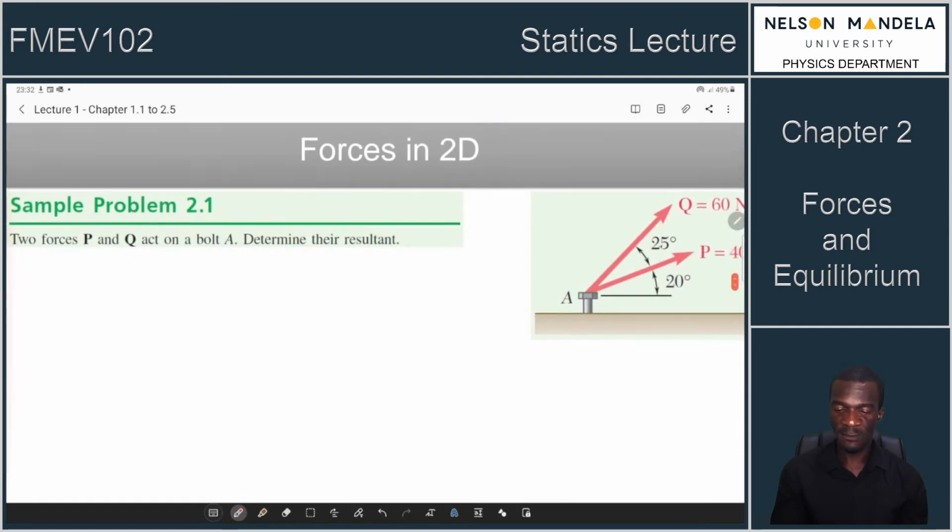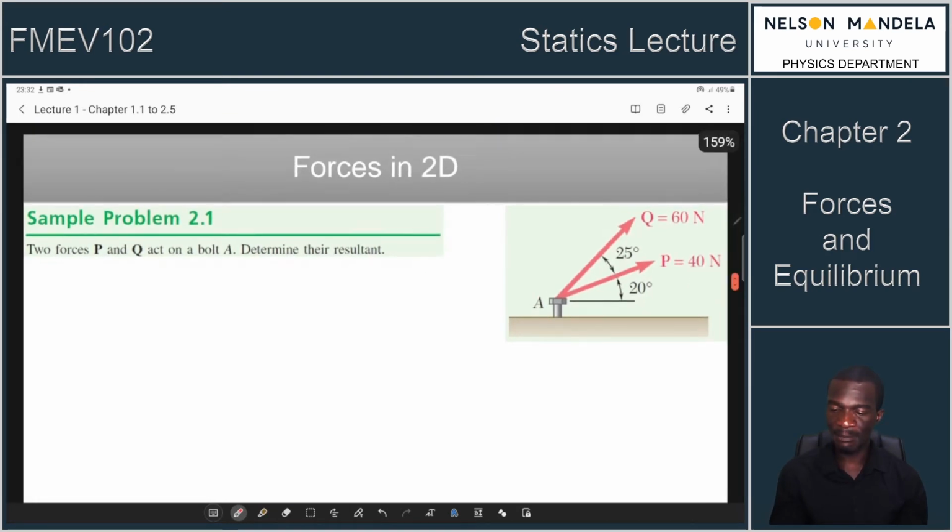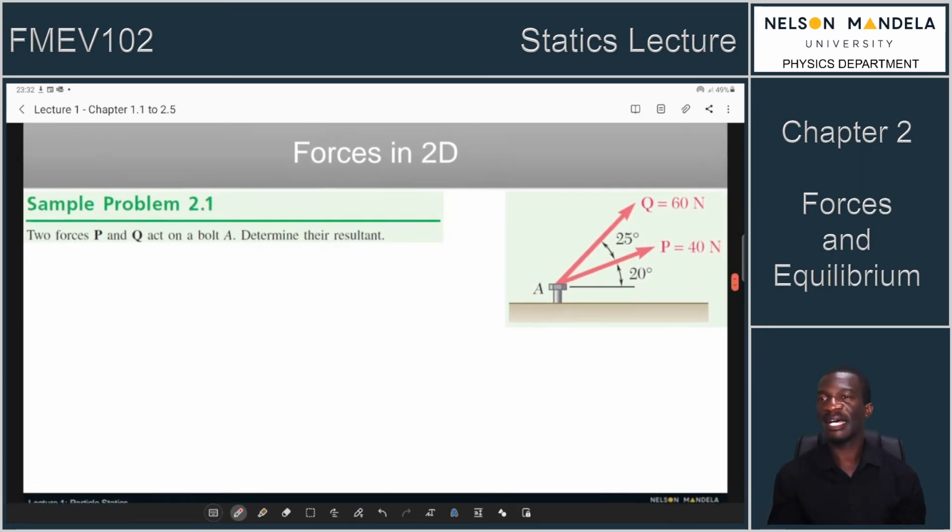So forces in 2D, we've got an example there of finding the resultant. Problem 2.1 reads, two forces P and Q act on a bolt A. Determine their resultant. You are given the two forces P and Q, you've got the bolt.